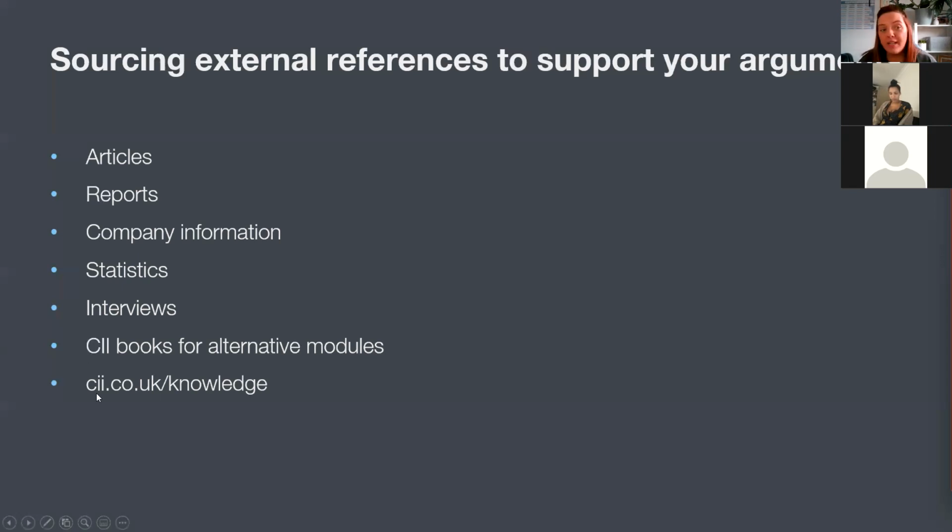And the CII do have an e-library as well. They've got a knowledge section, they've got loads of stuff on there. Loads of books that are usually really expensive to buy, you can view for free on the CII website. So that's really useful.